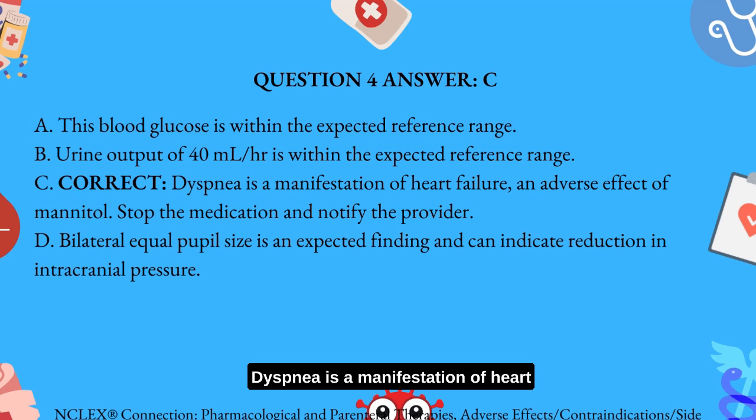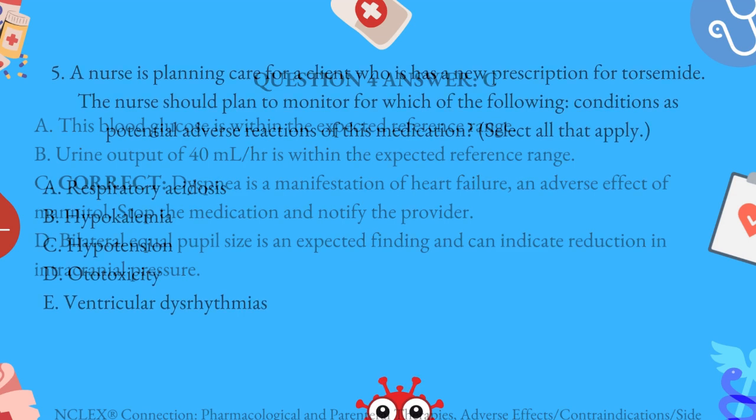Dyspnea is a manifestation of heart failure, an adverse effect of mannitol. Stop the medication and notify the provider. Answers A, B, and D are wrong because A. This blood glucose is within the expected reference range. B. Urine output of 40 ml per hour is within the expected reference range. D. Bilateral equal pupil size is an expected finding and can indicate reduction in intracranial pressure.